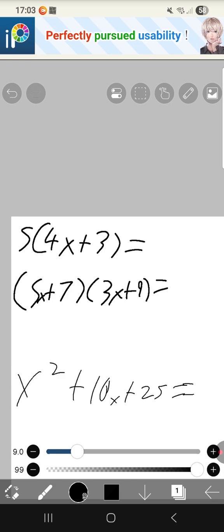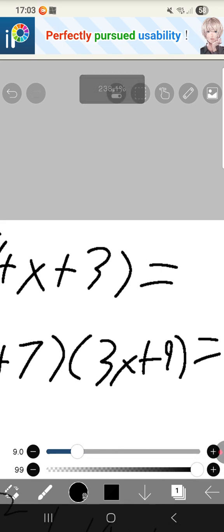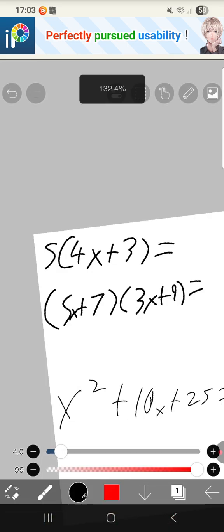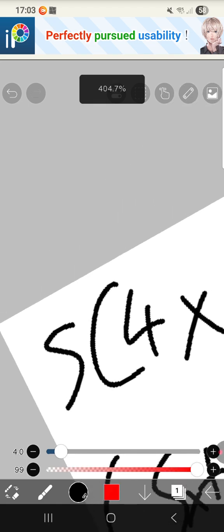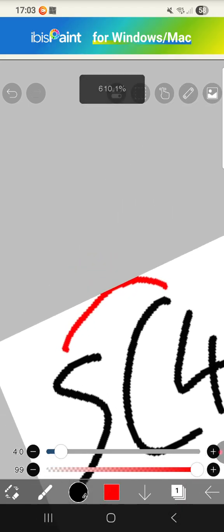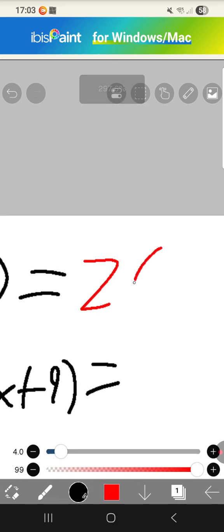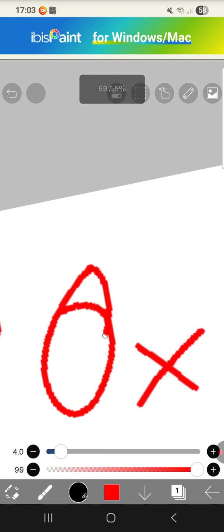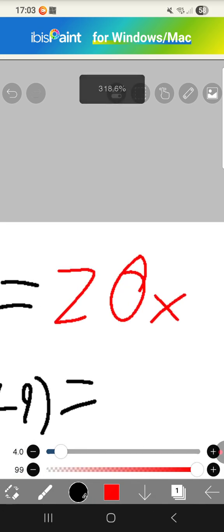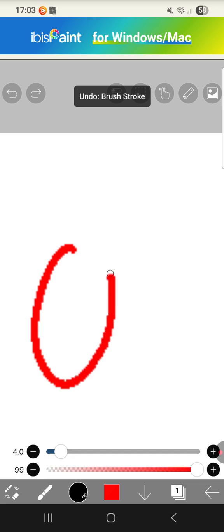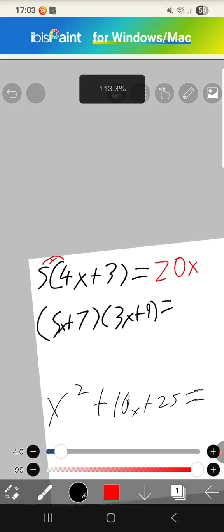The first one we're going to do is 5 bracket 4x plus 3 bracket. I'm going to be changing the pen to red. First up, you want to do 5 times 4, okay? Which will give you 20. But since there's an x, you have to add an x. That's really rubbish there, it looks a bit like a 6. So there we go.